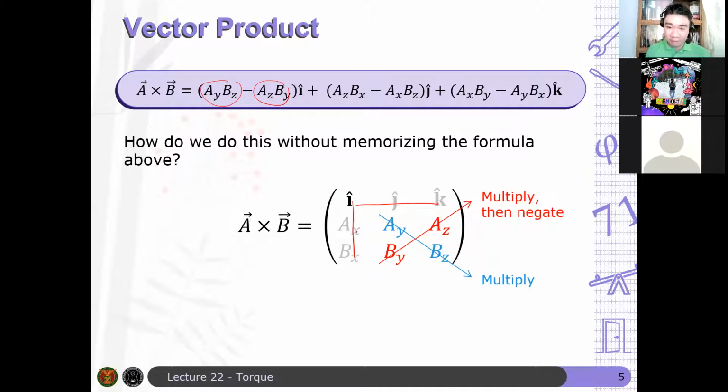Again, ignore the x components. Tapos, multiply this, multiply that. You have AYBZ. Okay? And then after that, the first component is AYBZ minus AZBY quantity times I hat. Okay, so ganun yung gagawin mo when you calculate your vector product. Okay? Questions? May tanong? That's the first component.